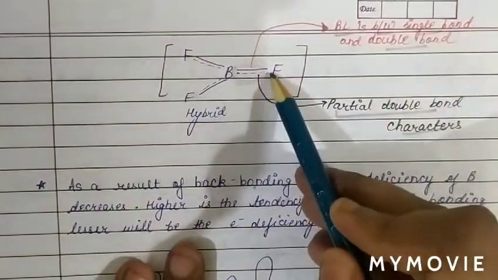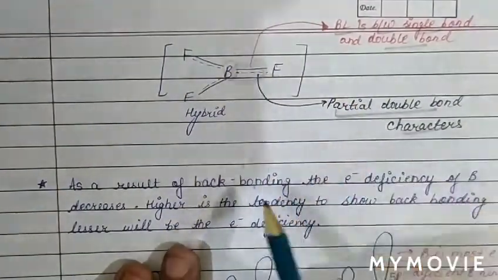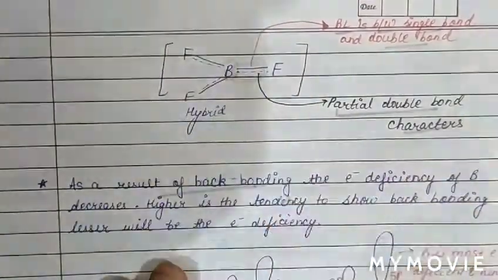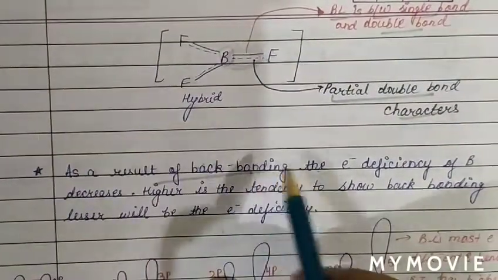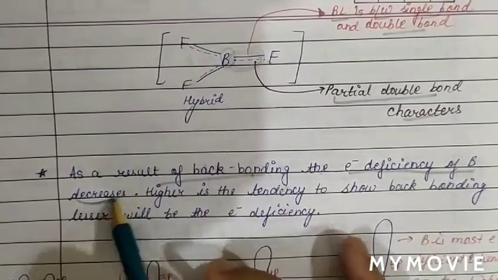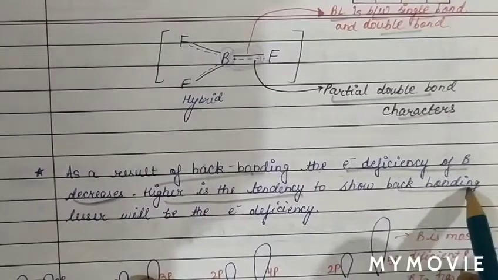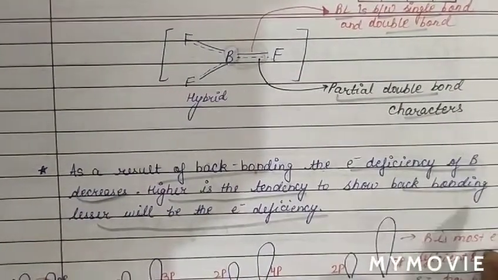When an electron pair from the fluorine atom is donated to the vacant orbital of boron, as a result of back bonding, the electron deficiency of boron will decrease. If the tendency to show back bonding is higher, then the electron deficiency will be lesser.